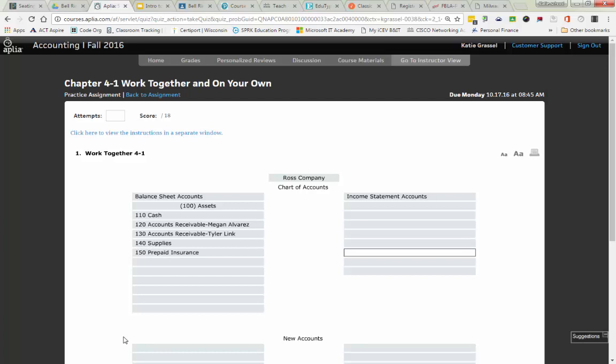Do I have any more assets? What do you think, Brett? Any more assets? No. So now I need to do my next classification. My next classification is going to be liabilities, which start with a 200.